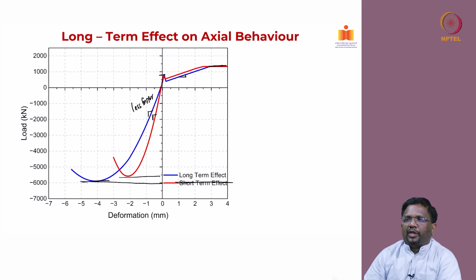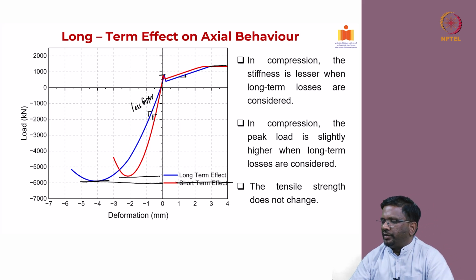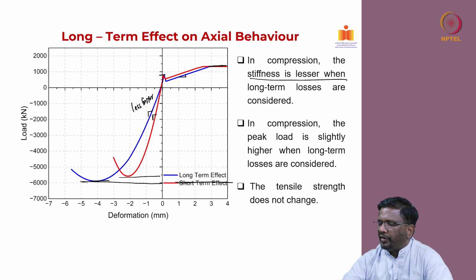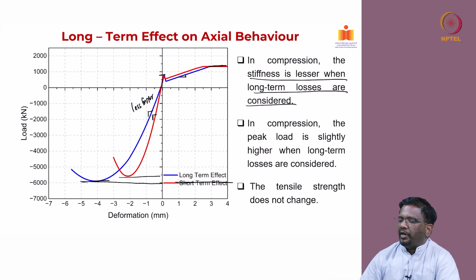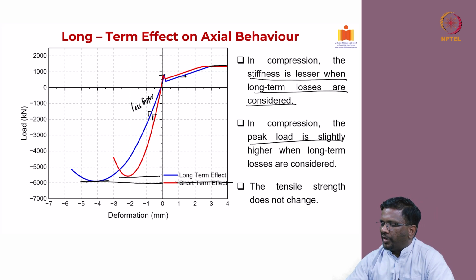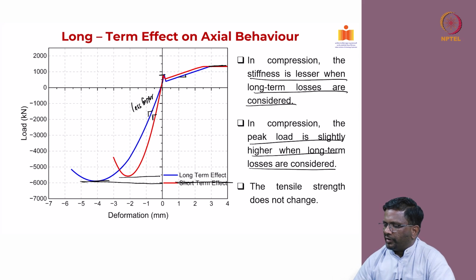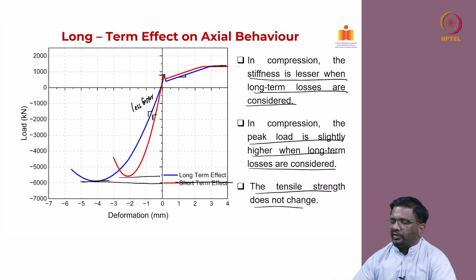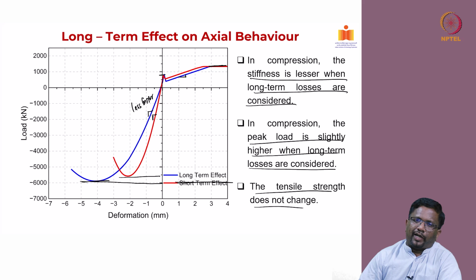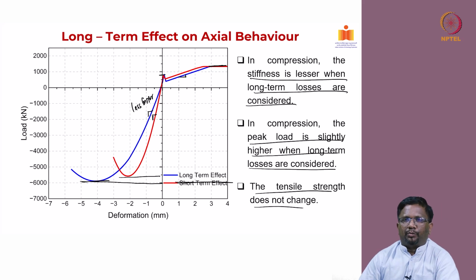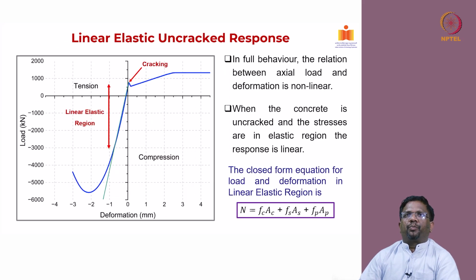So, you can conclude in compression the stiffness is lesser when the long term losses are considered. In compression again the peak load is slightly higher when the long term losses are considered. The tensile strength does not really change, even the cracking strength does not really change appreciably, right. So, now this is the summary.